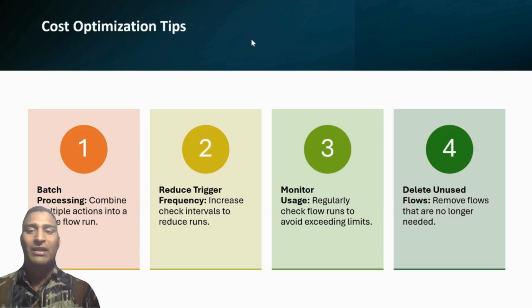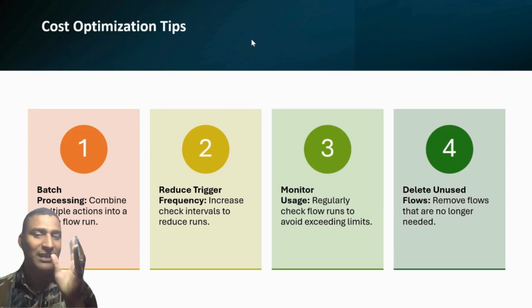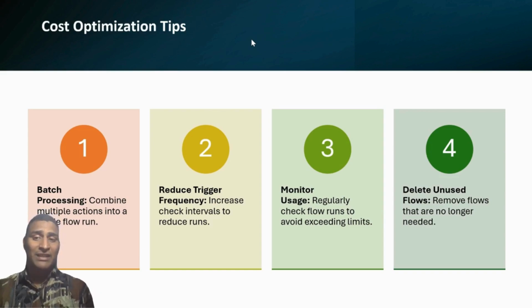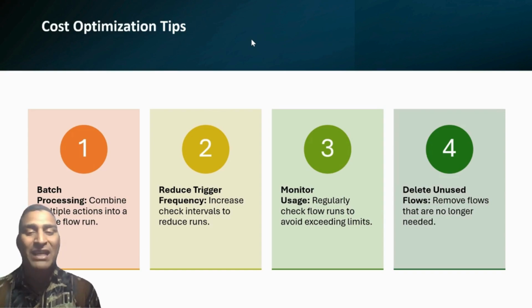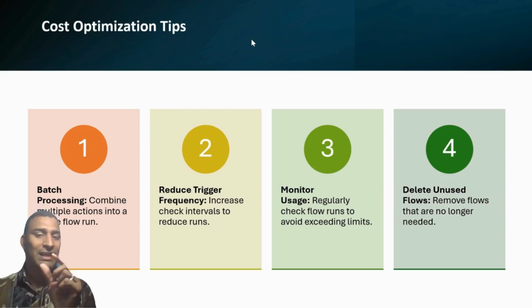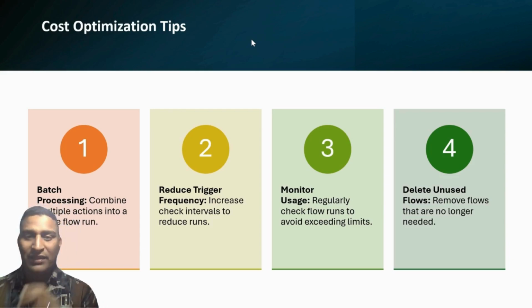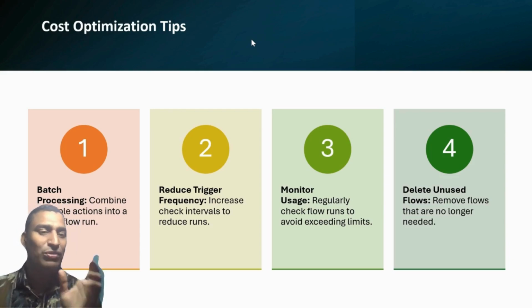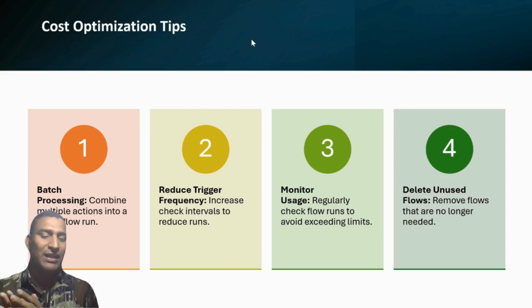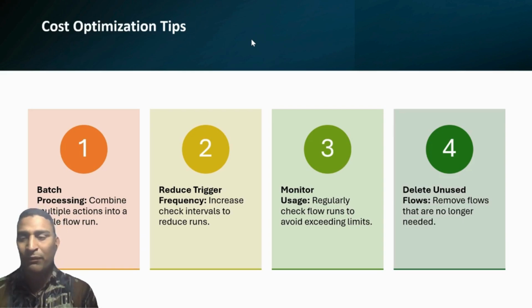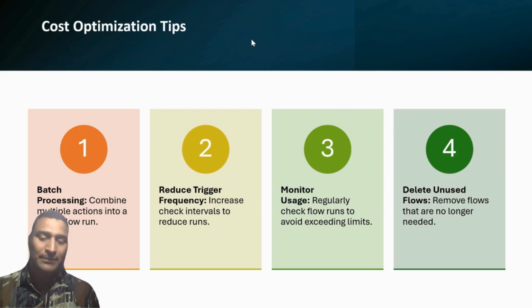Now, what are those? There are four secrets I have designed for this. First, you need to conduct batch processing. Then reduce the trigger frequency, monitor the usage, and delete unused flows. We'll break them out one by one and try to understand each of the four in detail. So what is batch processing?